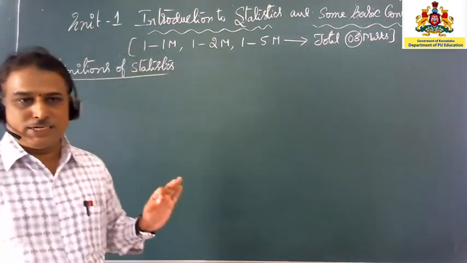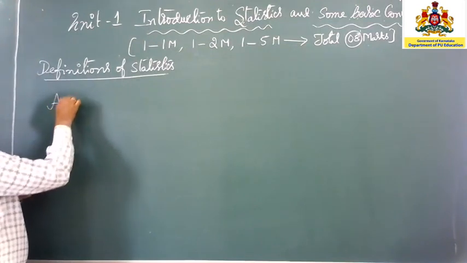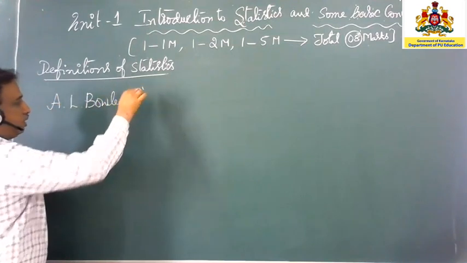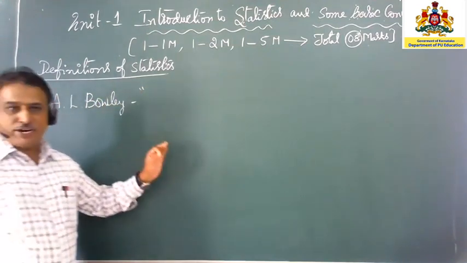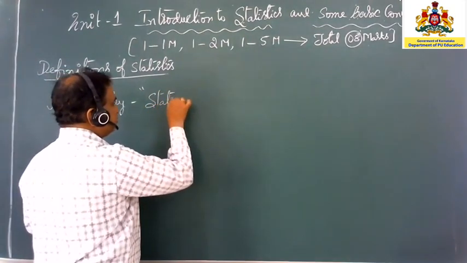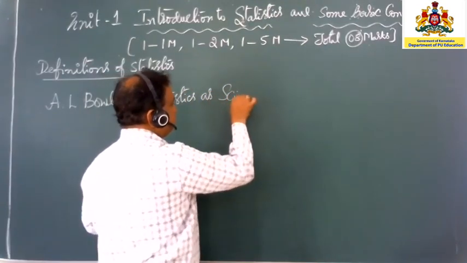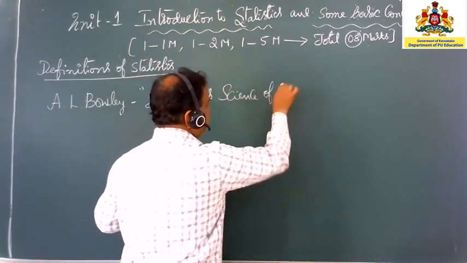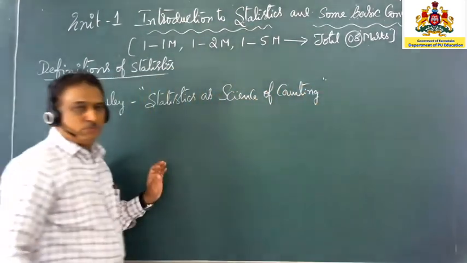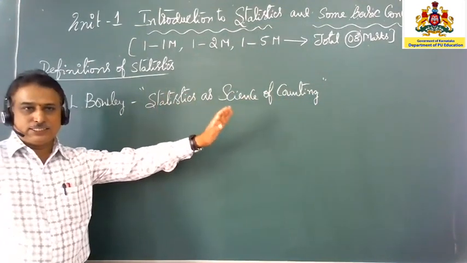The first definition was given by A.M. Bowley. He defined statistics as the science of counting. He gave the definition statistics as science of counting.